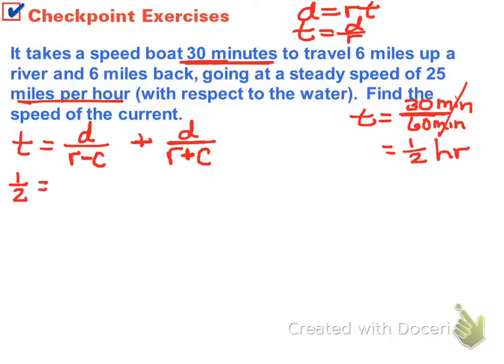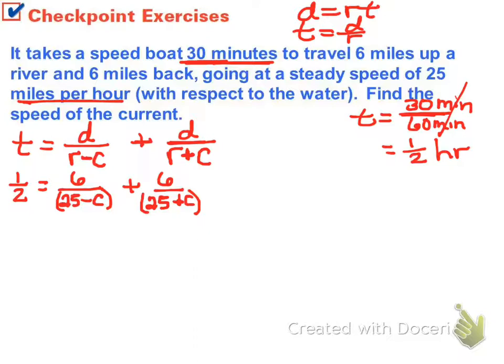Our distance, we traveled 6 miles up the river and 6 miles back down the river, so our distance both directions is 6. Our original rate was 25 miles per hour, but then that's affected by the current, so that's 25 miles per hour minus the current when we're going upstream, plus the distance downstream, divided by the rate going downstream, which would be 25 miles per hour that the boat is traveling, plus the current that's pushing us. All right, so we have a rational equation.